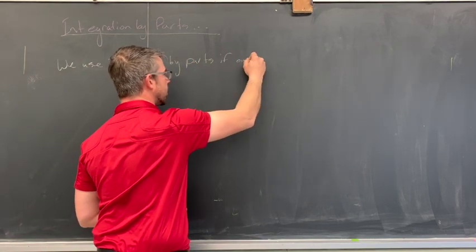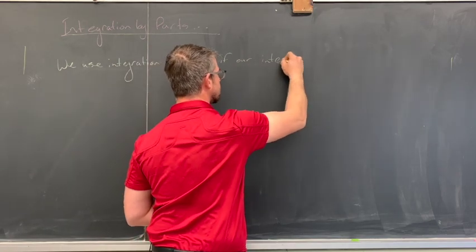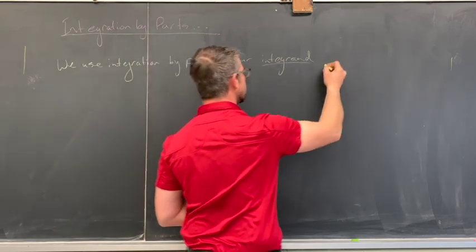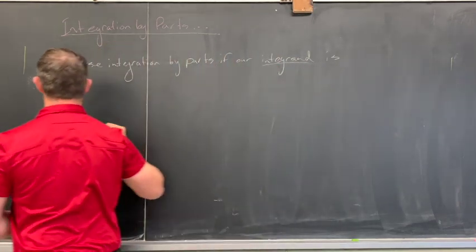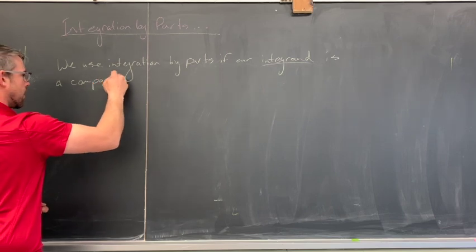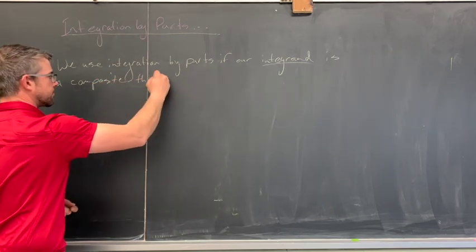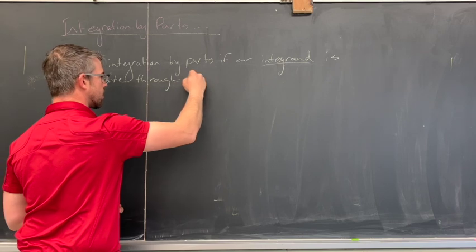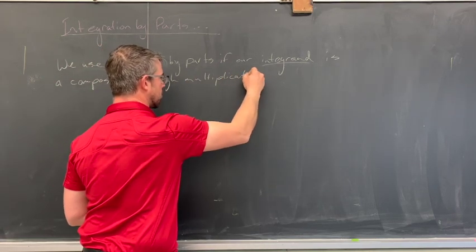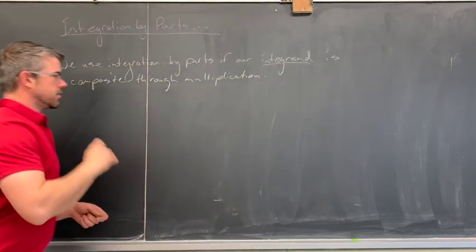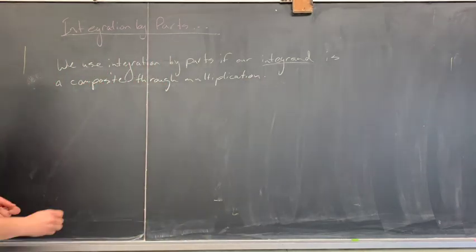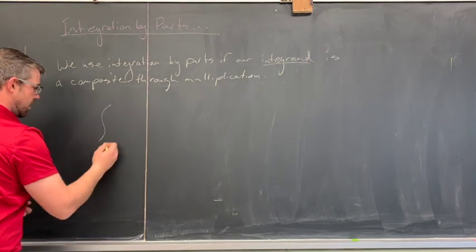if our integrand, and I don't know if that's a word, is a composite through multiplication. And so I'm going to give an example of a problem that would require a composite through multiplication. So we'll just do a pretty simple one.